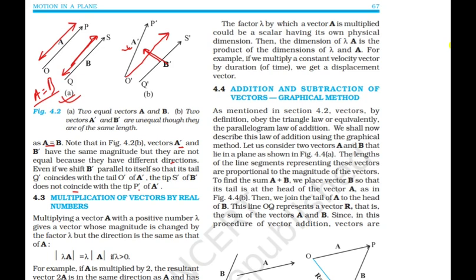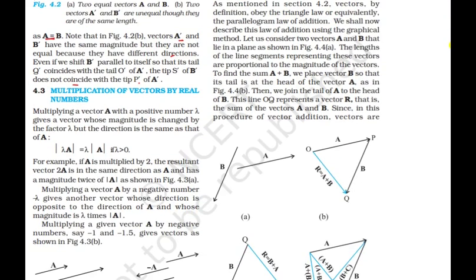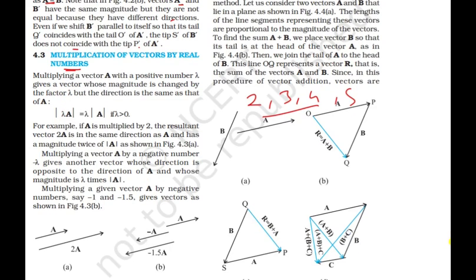Unequal vectors. Now, multiplication of vectors by real numbers. Real numbers means 2, 3, 4, 5. These are the real numbers, and in the case of vectors, a real number is denoted by the symbol lambda. So multiplying a vector A with a positive number lambda gives a vector.